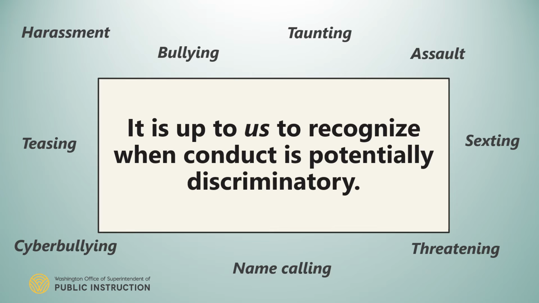they are describing. We must be able to assess the nature of the conduct itself, even if the student or parent isn't using the words discrimination, discriminatory harassment, or sexual harassment. If the conduct is based on any protected class, we must identify it as a possible civil rights discrimination issue. The bottom line is that it is up to us to recognize when conduct may be discriminatory. The next section of this module will help us understand what to do when that happens.